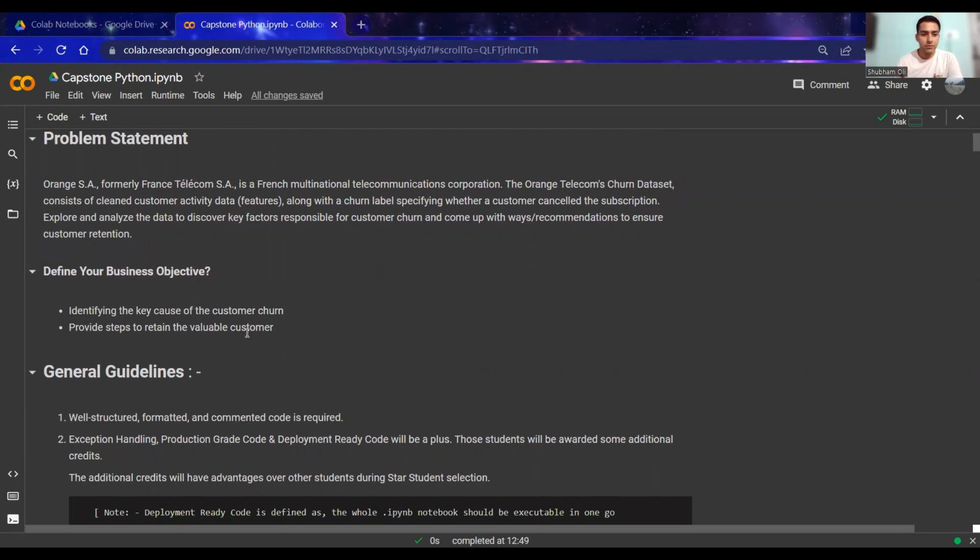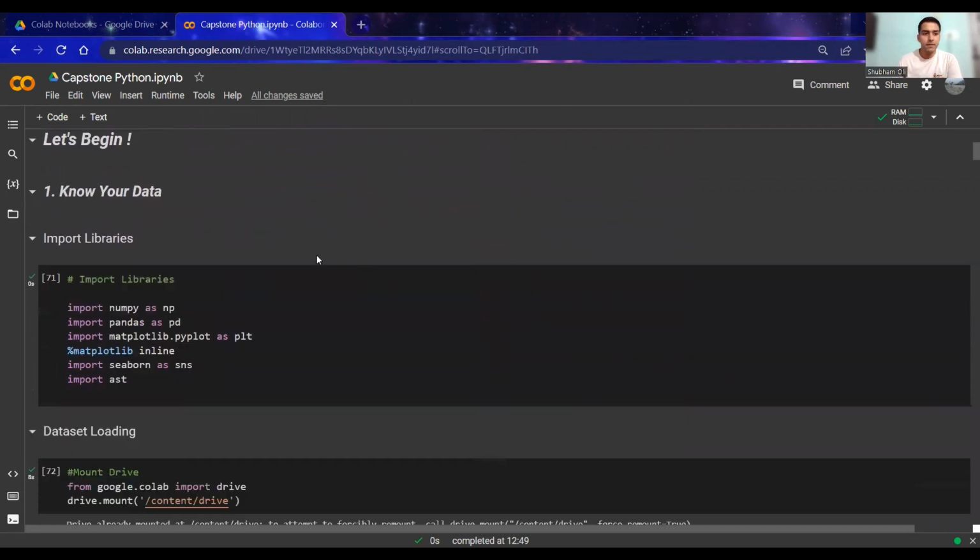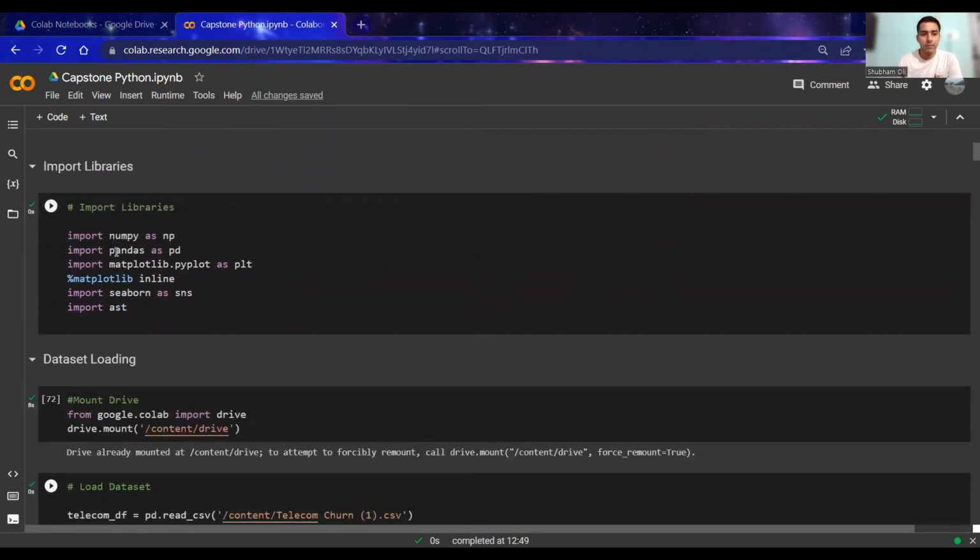This is our business objective: identifying the key causes of customer churn and providing steps to retain valuable customers. So let's begin. At first, we have to import the libraries. In this project, we have used NumPy, Pandas, Matplotlib, and Seaborn.